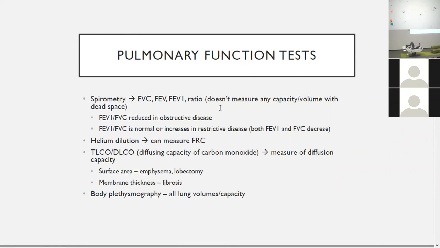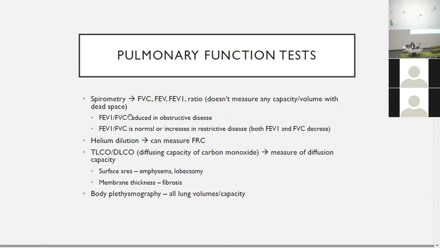And then pulmonary function tests. Spirometry's main purpose is to measure FVC, FEV1, and the FEV1/FVC ratio. It doesn't measure any capacity that involves dead space. That's done with body plethysmography, never know how to pronounce this word. Or you can use helium dilution.